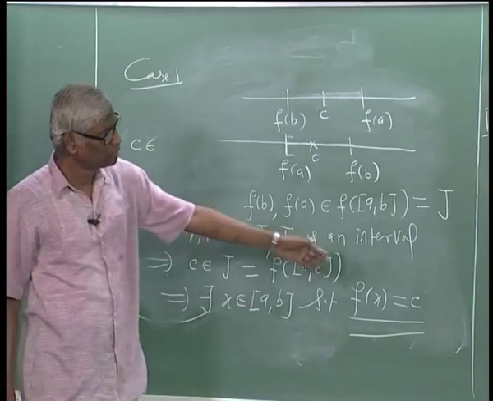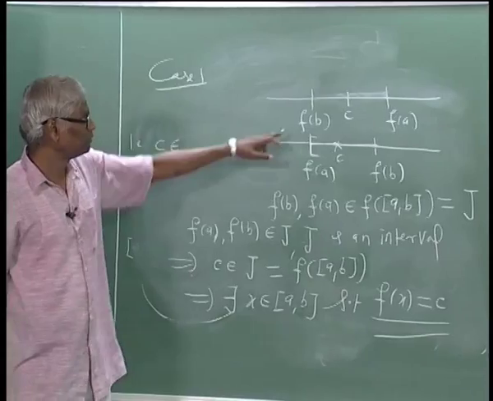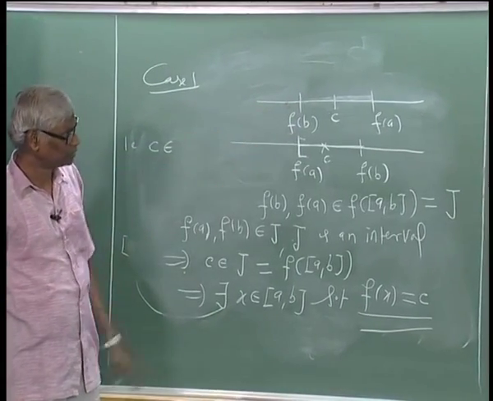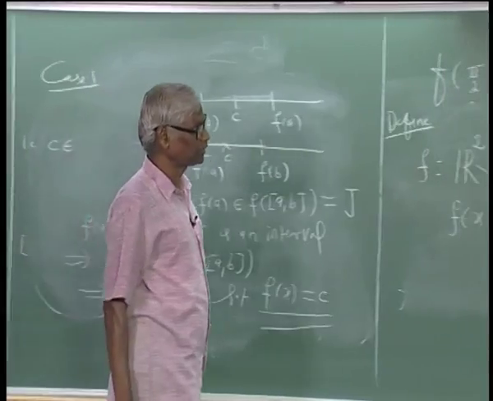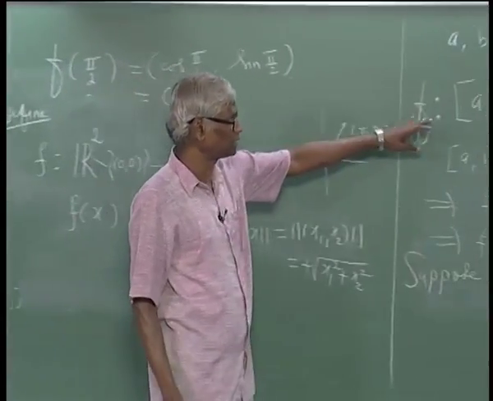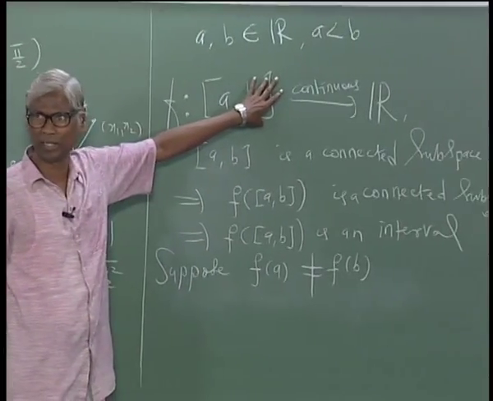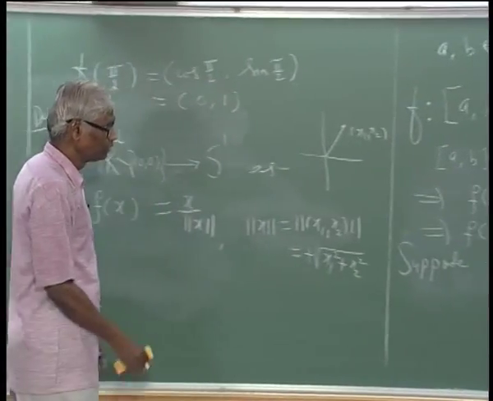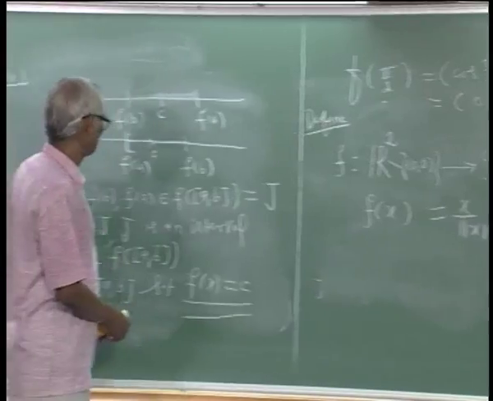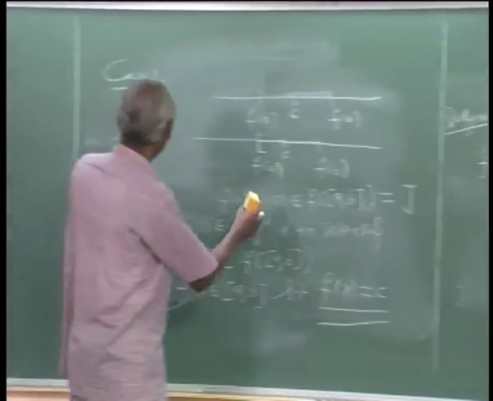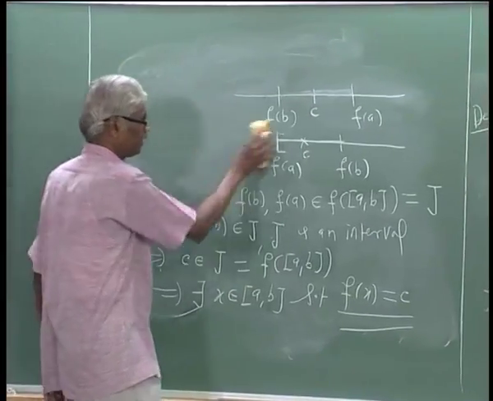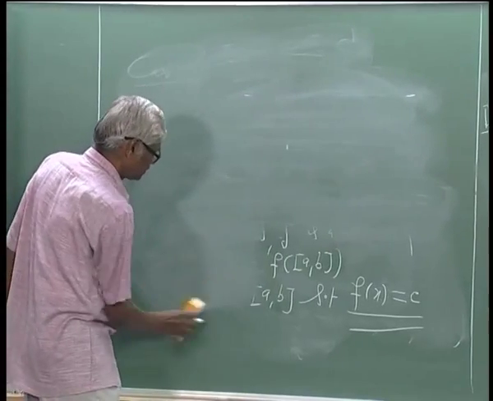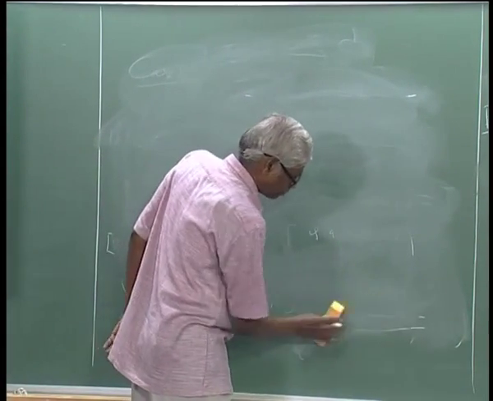This is the celebrated intermediate value theorem. What the intermediate value theorem is, in some sense, is just an application of the fact that the continuous image of a connected set is connected. We are not writing the proof again. This is a well known result which has many applications.